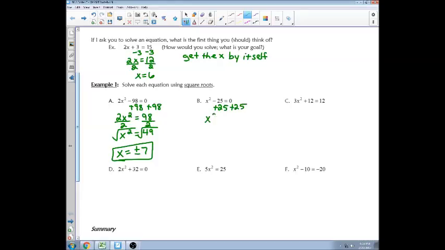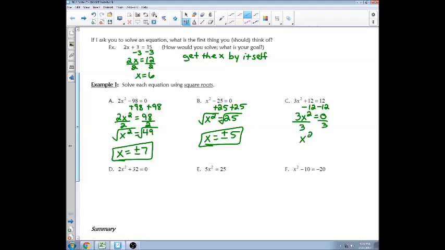So x squared equals 25. Then I will take the square root. And again, I'm going to end up with two answers, plus and minus 5. Okay. Part C here, again, I need to use the opposite operation. So since it's plus 12, I'll subtract 12. That would give me 3x squared is equal to 0. I'm going to divide by 3.